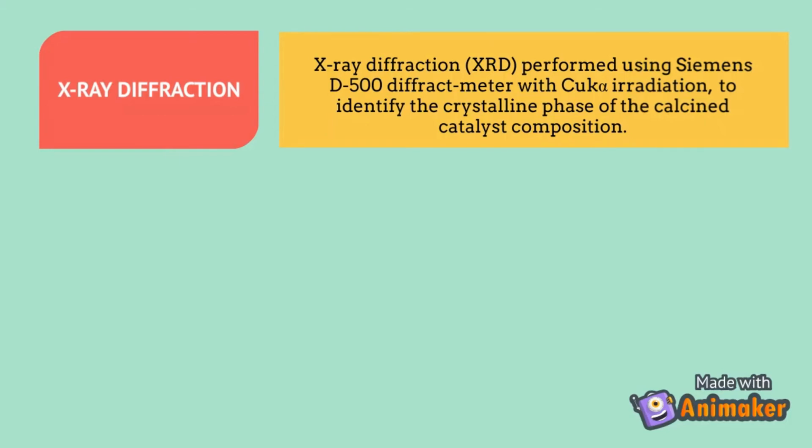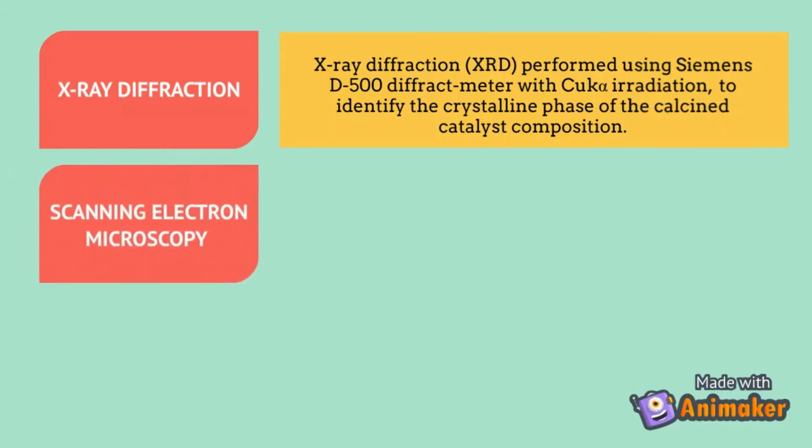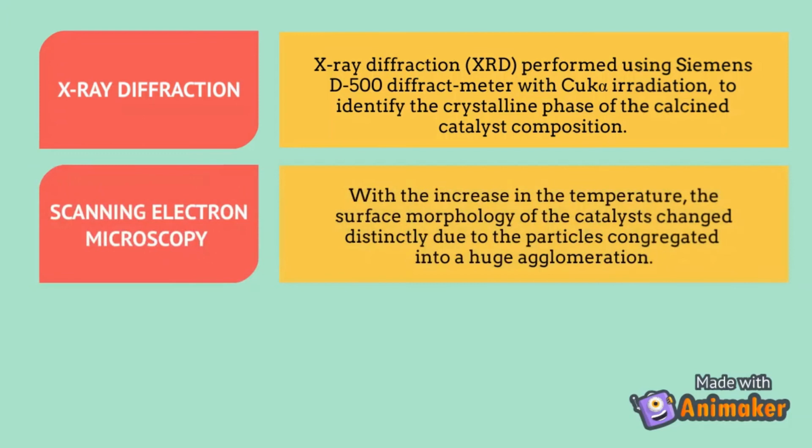Then, scanning electron microscopy, also known as SEM. With the increase in temperature, the surface morphology of the catalyst changed distinctly. For example, when the calcination temperature was 700 degrees Celsius, there was a good distribution of Co on the support surface, due to the particles congregating into a huge agglomeration.